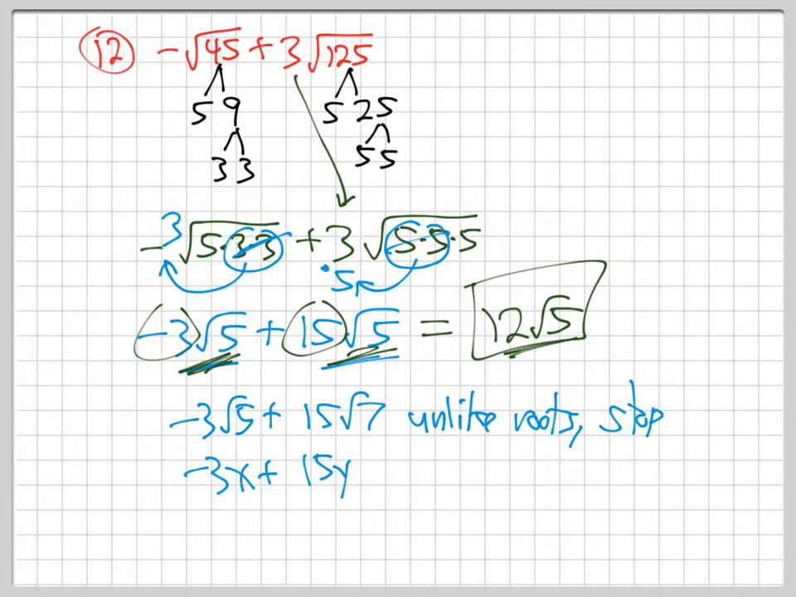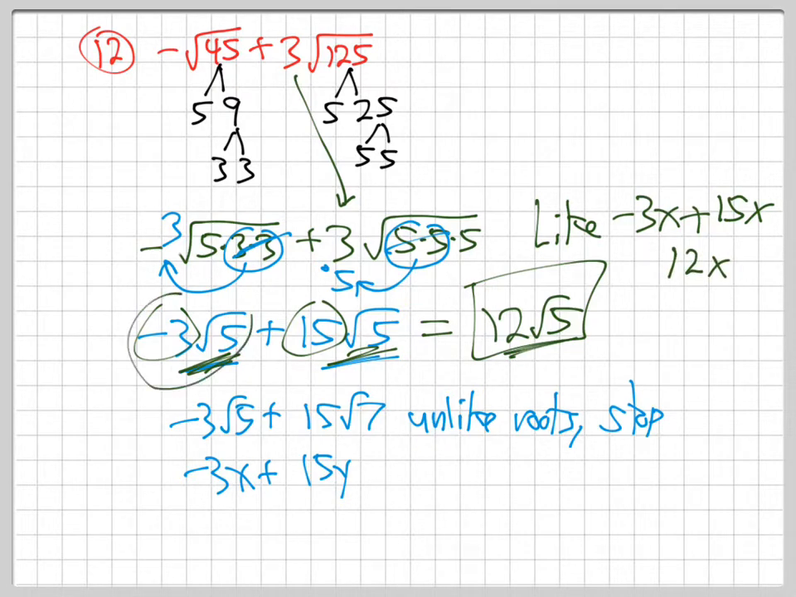Was it 2 for 1? So it's just like minus 3x plus 15x. That would make 12x, wouldn't it? Right? 15 minus 3. That's what this guy and this guy are like. Minus 3 roots of 5 and 15 roots of 5. You subtract those numbers in the front.